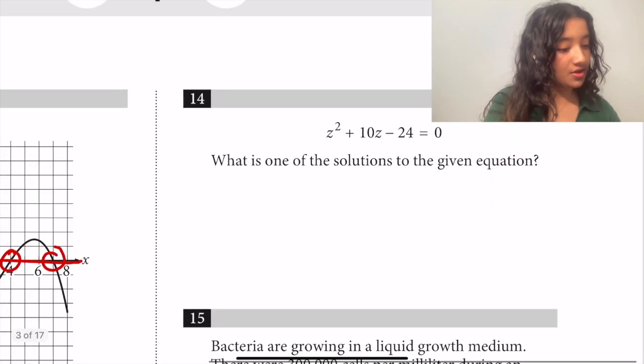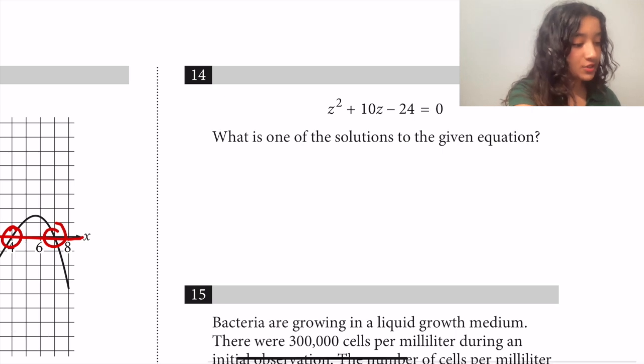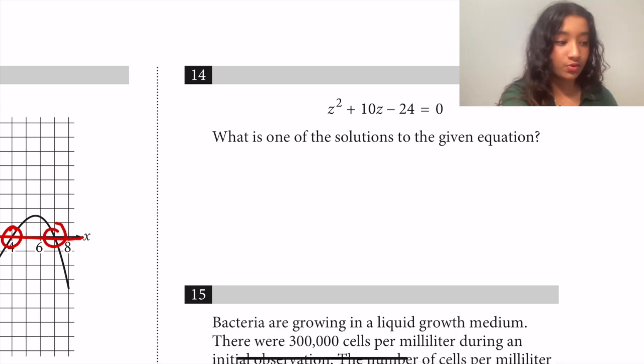Okay, question 14. z squared plus 10z minus 24 equals 0. What is one of the solutions to the given equation? So although there are many ways of doing this, you can either factor it or use the quadratic equation. In this case, we'll use the quadratic equation just in case you don't have any idea how to factor it.